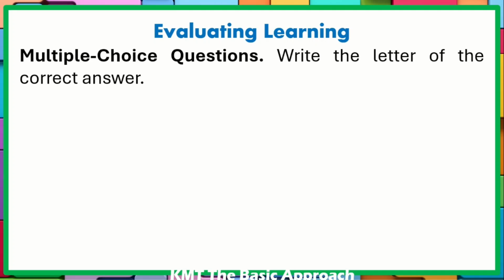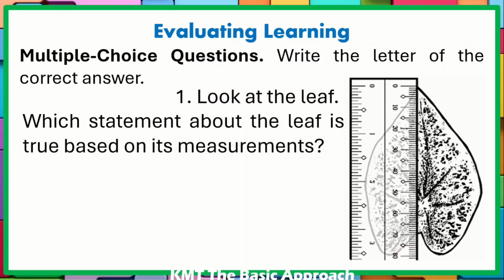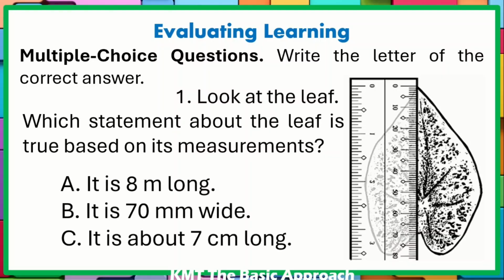Evaluating learning. Multiple choice questions. Write the letter of the correct answer. Number 1. Look at the leaf. Which statement about the leaf is true based on its measurements? A. It is 8 meters long. B. It is 70 millimeters wide. C. It is about 7 centimeters long. What is the correct answer? Good job! C. It is about 7 centimeters long.